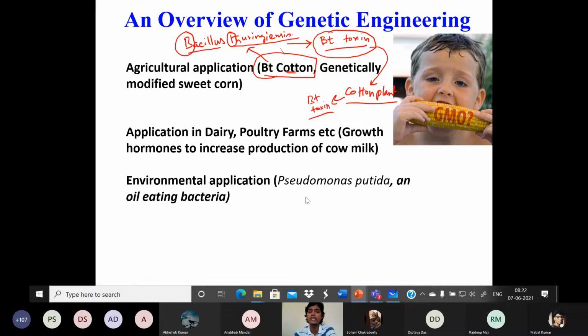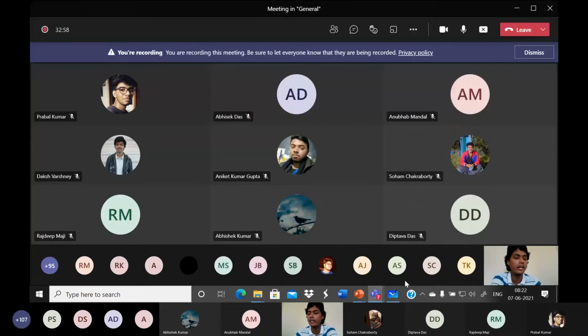Here again I would like to emphasize the environmental application, which might be a little new to you: the application of oil-eating bacteria. This Pseudomonas putida is some kind of bacteria. In general, bacteria cannot utilize hydrocarbons like oil and petroleum. They cannot use the carbon source from petroleum or other kinds of oil.